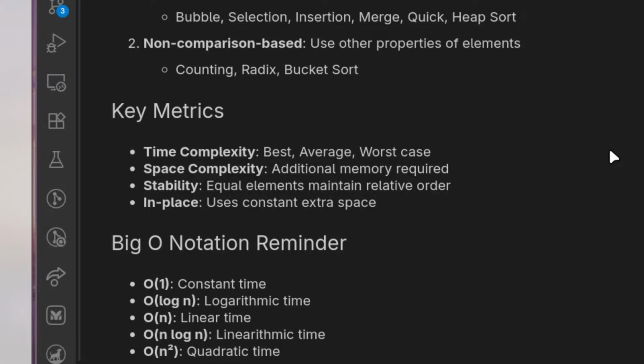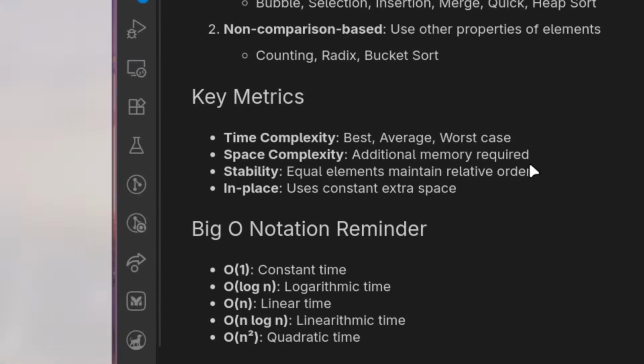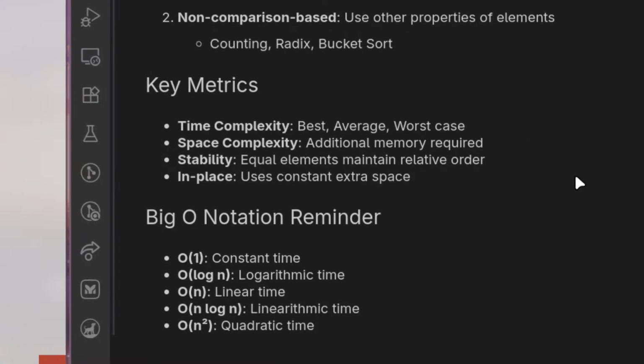Now, stability basically means that say there are equal elements in your whole array. So how do they maintain their relative order? Means if they are equal elements, are they always side by side, or are they actually at their actual position? So if they are in their actual position, this is the in place, which basically means that it uses constant extra space.